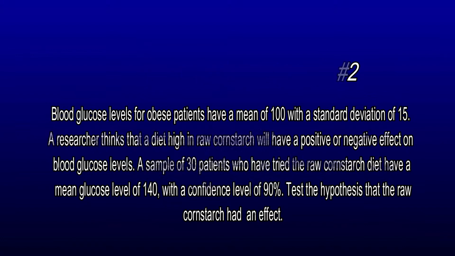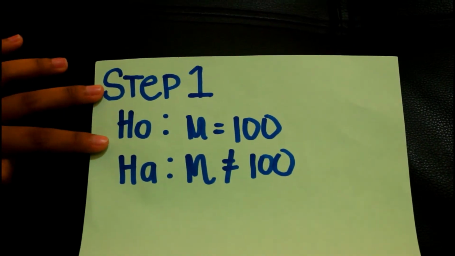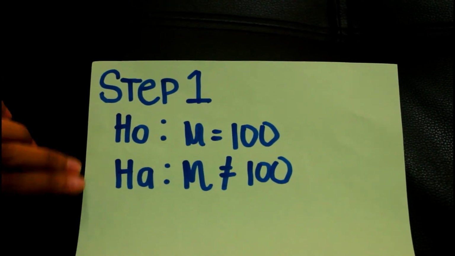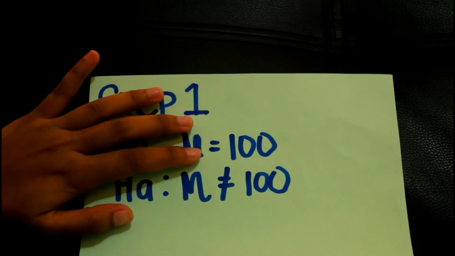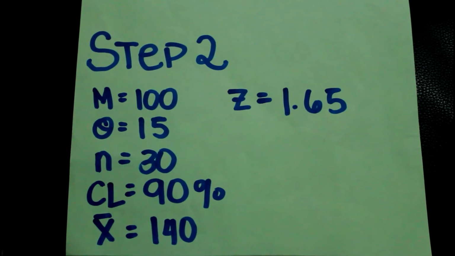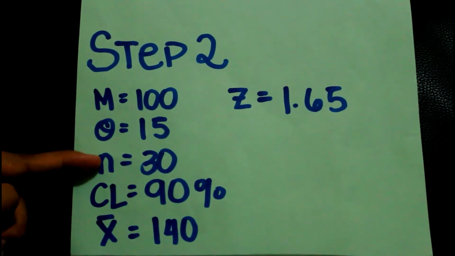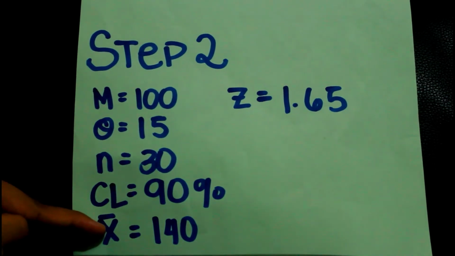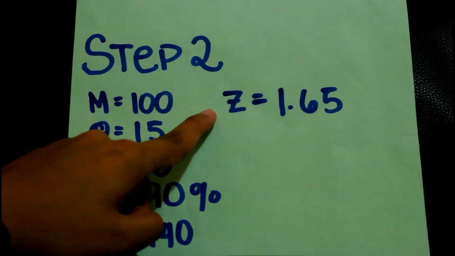Let's try to answer this. In step 1, we will need to find the null hypothesis and the alternative hypothesis. The alternative hypothesis is also the opposite sign of the null hypothesis, and our null hypothesis is 100, and for the sign, it is equal and not equal. In step 2, we need to find the mean, the standard deviation, N is the sample size, the CL is the percentage, the random sample, and last, we must find the T or Z score.